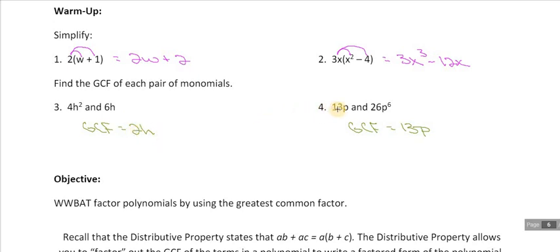Looking at number 4, 13p and 26p to the 6th. Again, looking at the smaller of the 2 numbers, 13 does divide evenly into 26. And we do have p's in common. Smaller power is p to the 1st, so our GCF is 13p.